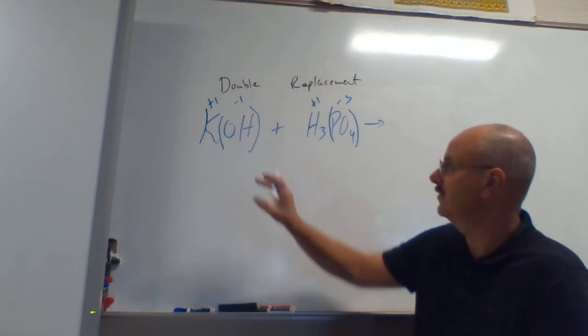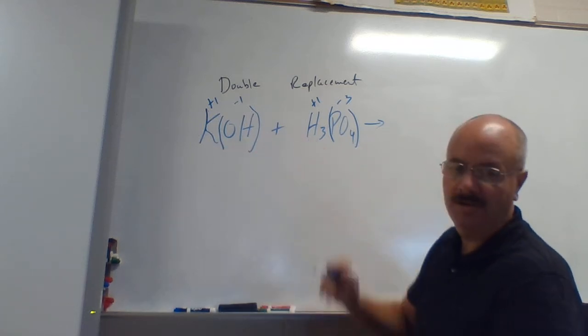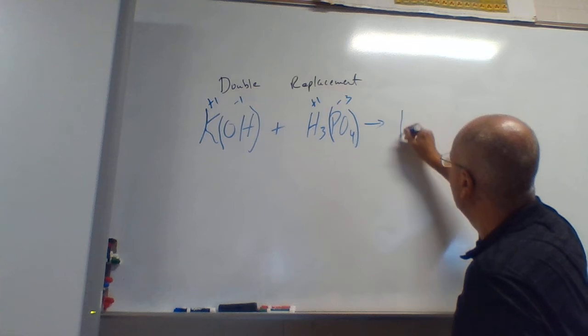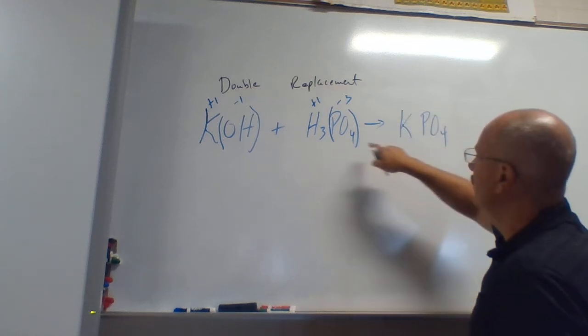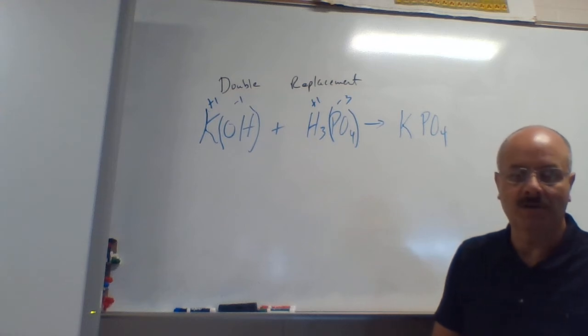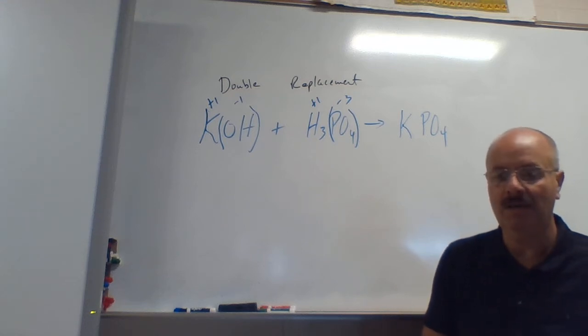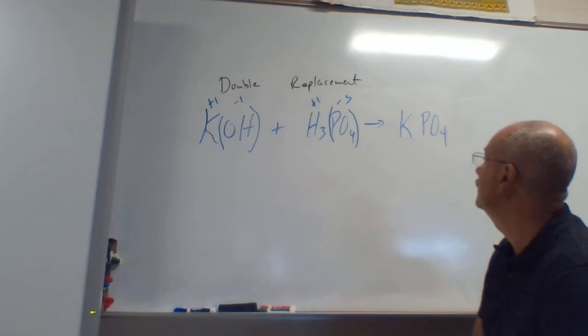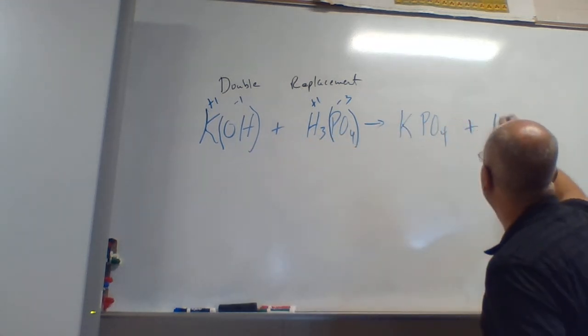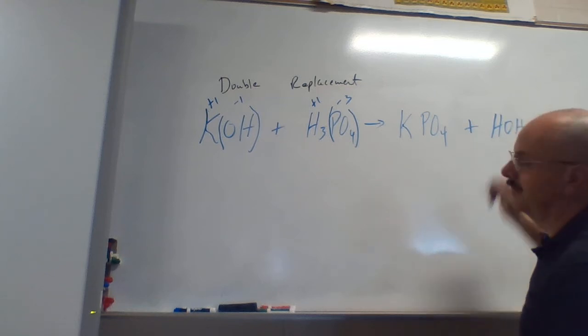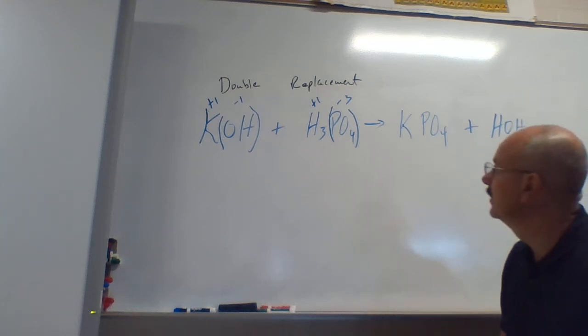So now the two positives are going to trade. The K and the H are going to trade. So I'm going to get K joins up with PO4. Again, I bring the 4 across only because it's from the polyatomic ion chart. All right, that page 147 that I always refer to. Then we go plus the H joins up with OH. Oh, we're back to that guy again. HOH, otherwise known as water.